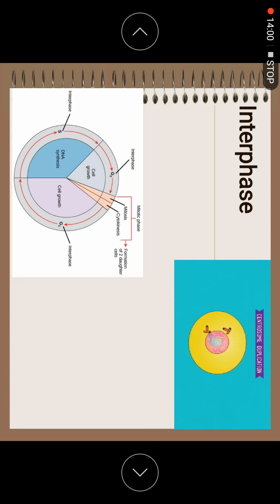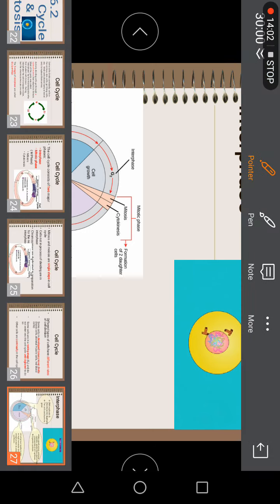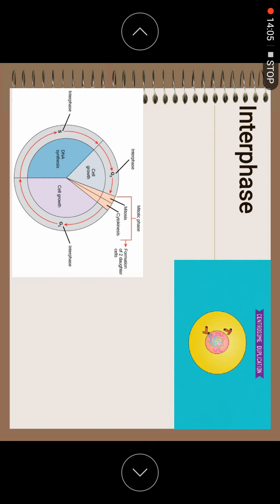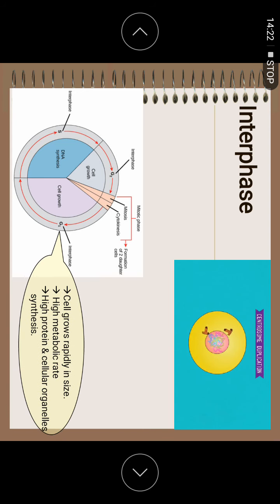Now we see interphase. So what is interphase? Interphase is a time or a stage where the cell, or to be more exact the nucleus, prepares itself to divide. In the interphase we have G1. In G1, the cell grows rapidly in size. There is a high metabolic rate during this time, and high protein and cellular organelle synthesis. A lot of organelles are being synthesized, and they use a lot of energy.